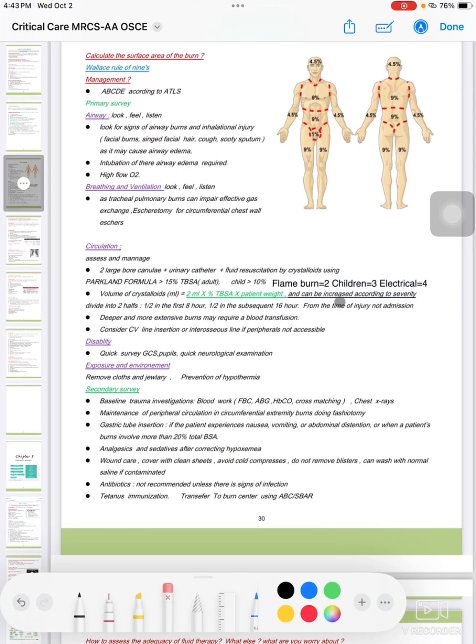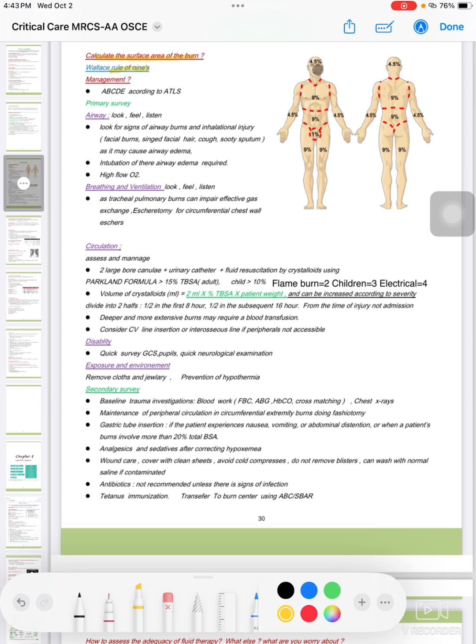Today, I'd like to share a brief discussion on burn topics, which is most important for the MRCS Part B OSCE examination. Here, you'll find questions about the calculation of burns, such as calculating the surface area of the burns. You'll follow the Wallace rule of 9s.